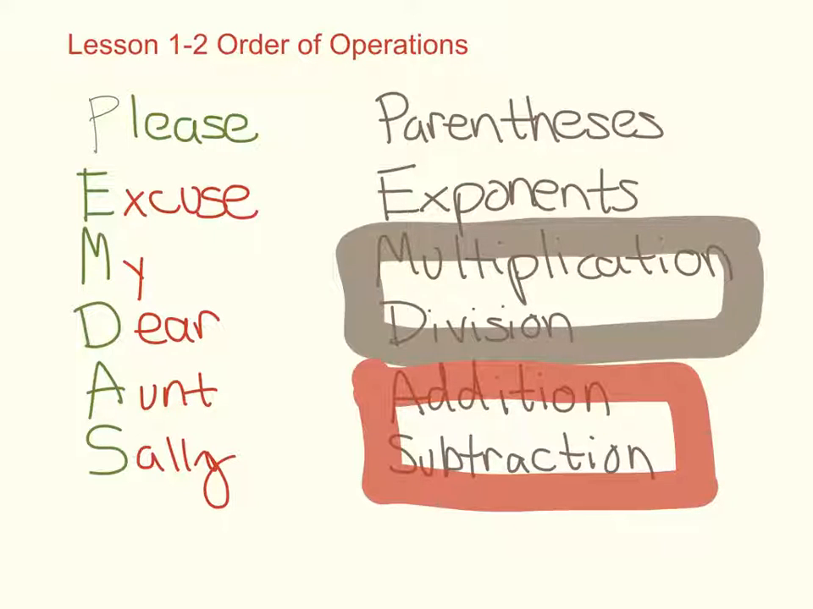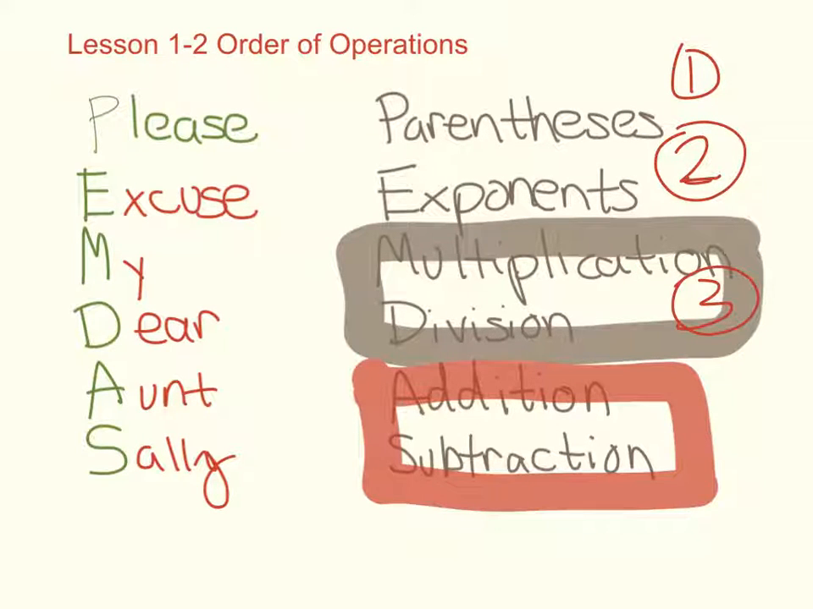So really what you have here is actually kind of 4 different steps. We could look at the parentheses as being the first one, exponents being the second one, multiplication and division together as being the 3rd step, and then addition and subtraction as being the 4th step.